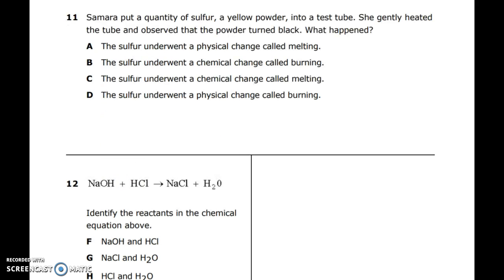11. Samara put a quantity of sulfur, a yellow powder, into a test tube. She gently heated the tube and observed that the powder turned black. What happened? A. The sulfur underwent a physical change called melting. B. The sulfur underwent a chemical change called burning. C. The sulfur underwent a chemical change called melting. D. The sulfur underwent a physical change called burning.